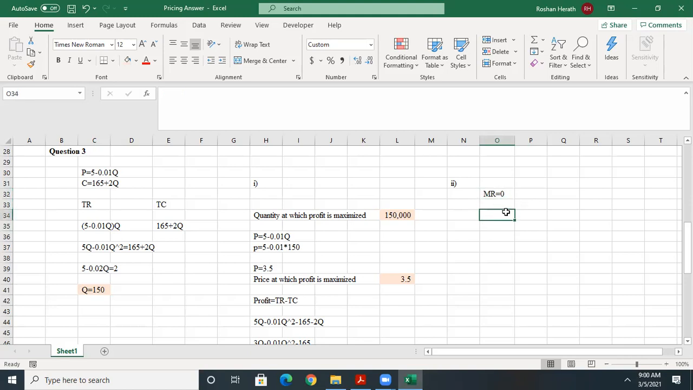So you can take that. It's 5q minus 0.01 q to the power 2, which must be equal to 0. So then if you apply that, it's going to be 5q equals 0.01 q to the power 2. So that's how it goes.